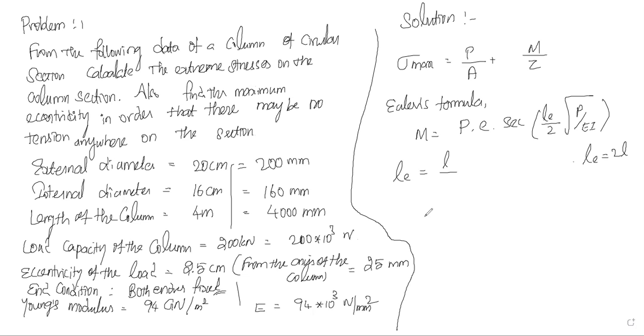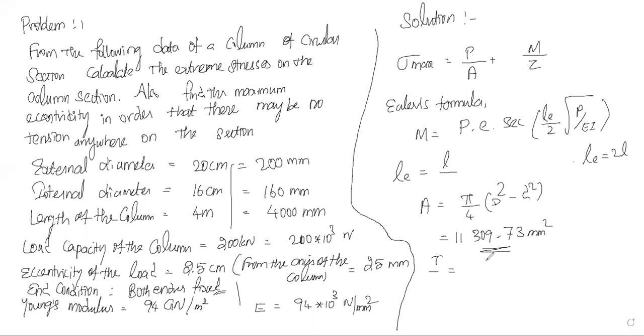Then the remaining things, area. So pi by 4 into capital D squared minus small d squared, which is pi by 4 into 200 squared minus 160 squared. So then the value becomes 11,309.73 mm squared.